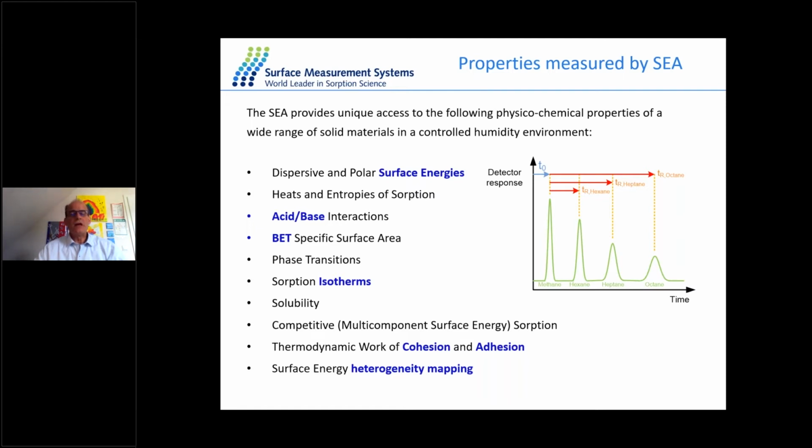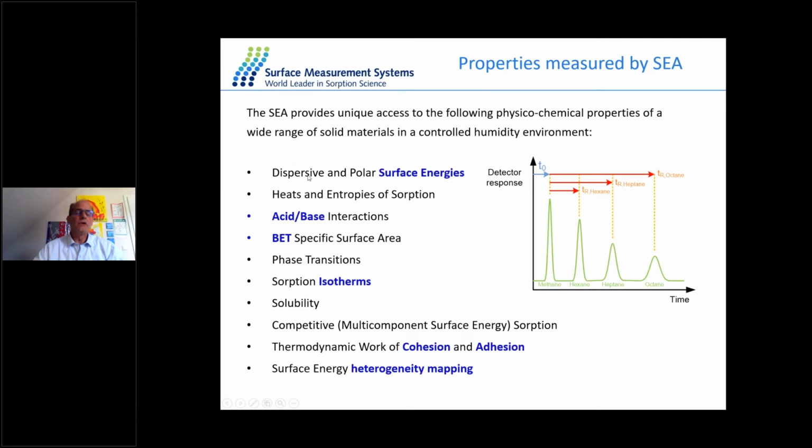So you are generating a vapor from the liquids, and you measure the retention time when you flow it through your IGC samples. How long does it take for the different organic molecules to get to an FID, a flame ionization detector? And that retention time is proportional to the surface energy, to the interaction of your material with the different organic vapor molecules.